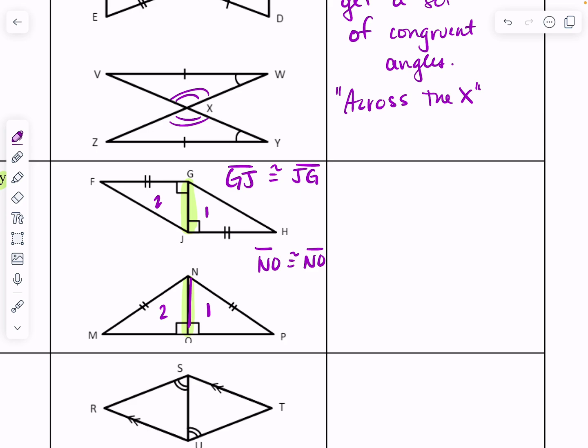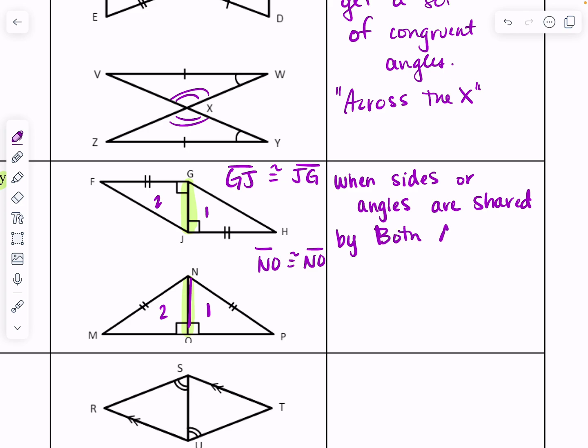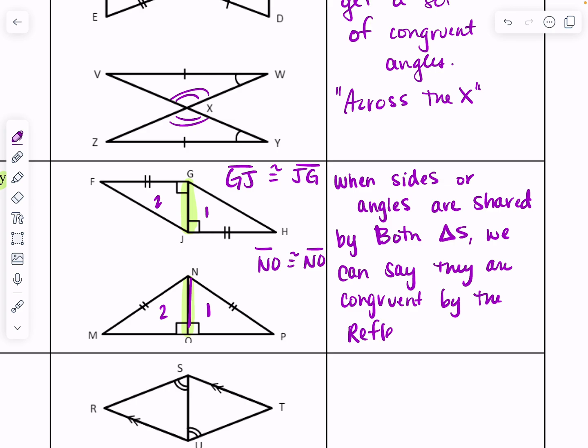So the reflexive property, or when sides or angles are shared by both triangles, we can say they are congruent by the reflexive property.